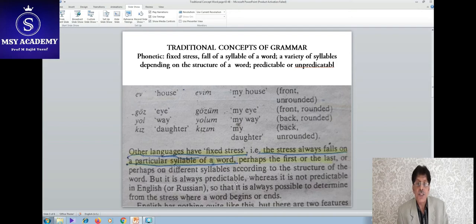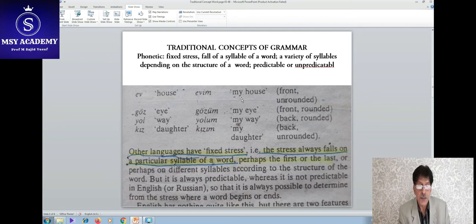Comparing Turkish and English language. As I told you earlier, you need to focus on the sound that I am going to produce, rather than getting lost in the text and becoming confused. So let's see. My eye, my way, my daughter.